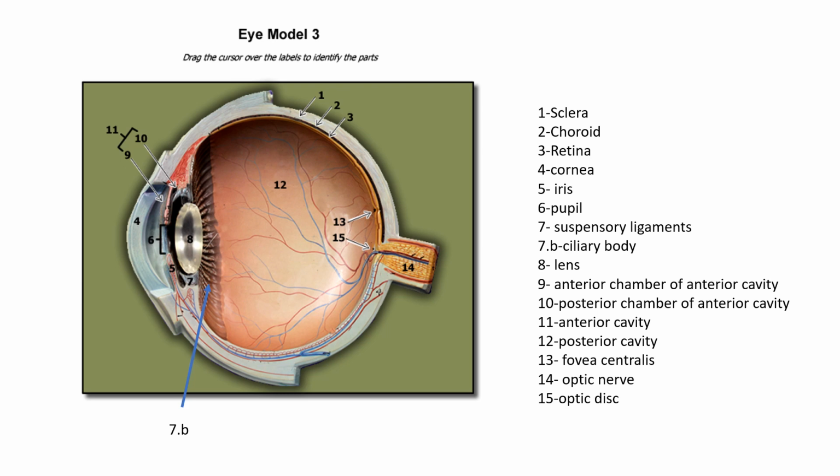Number 15 is showing you the axons exiting out of the eyeball and the optic nerve, and this region is your blind spot, most properly known as your optic disc.